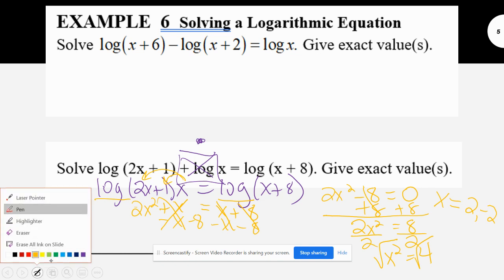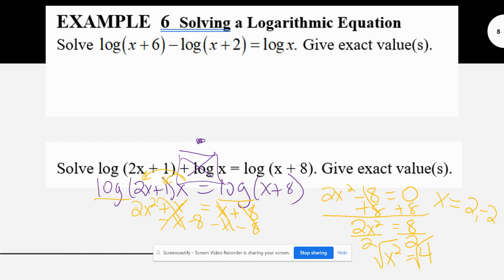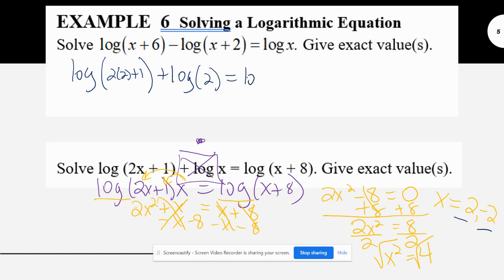We have to make sure that we double check by plugging in our 2 and our negative 2 into our original problem for extraneous solutions. So log of 2 times 2 plus 1 plus log of 2 equals log of 2 plus 8. This is a positive 5, a positive 2, and a positive 10. So the positive 2 is good to go.